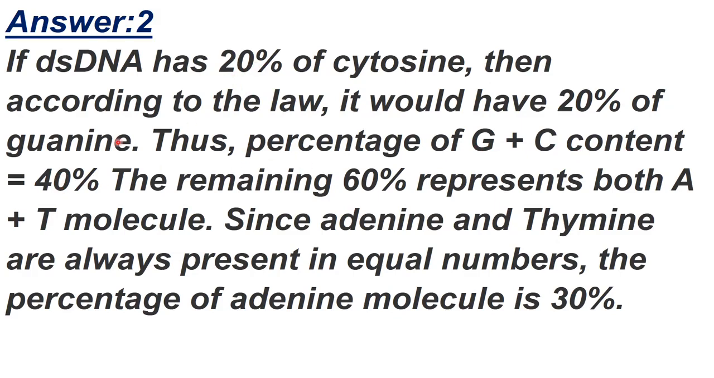20 plus 20, there will be 40% G plus C. Then 100 minus 40, 60% will be left for adenine and thymine. So 60% represents both adenine and thymine. According to Chargaff's rule, A is equal to T, adenine is always equal to thymine, so we can divide it by 2 and calculate the percentage of either adenine or thymine. So the percentage of adenine is 30%.